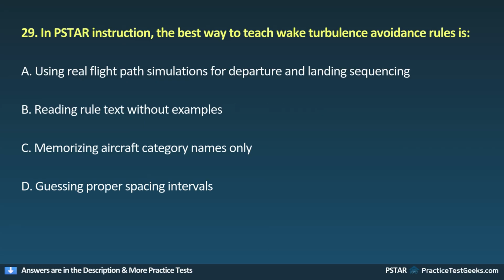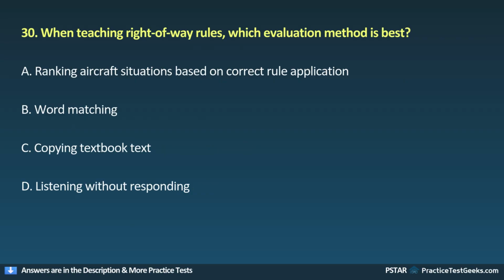29. In PSTAR instruction, the best way to teach wake turbulence avoidance rules is: A. Using real flight path simulations for departure and landing sequencing. B. Reading rule text without examples. C. Memorizing aircraft category names only. D. Guessing proper spacing intervals.